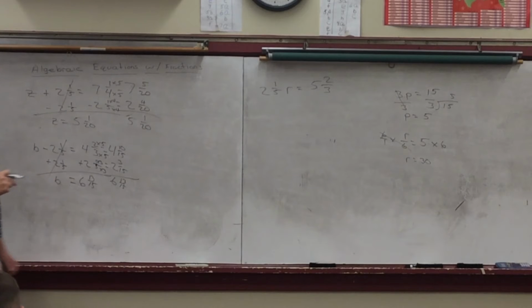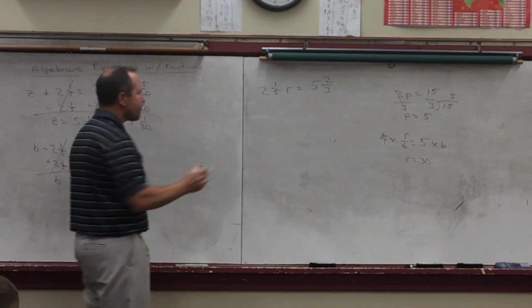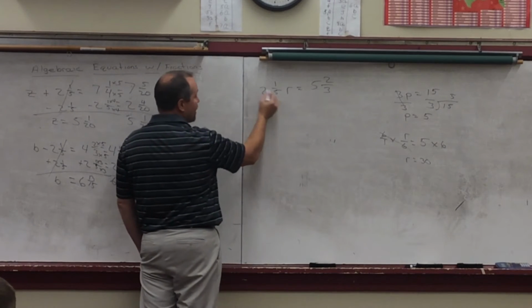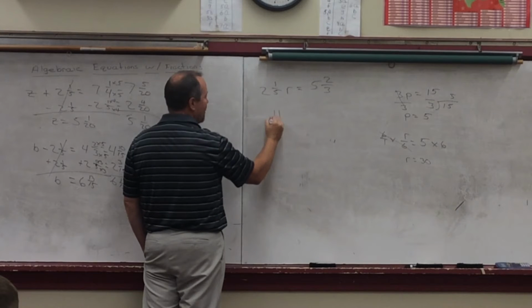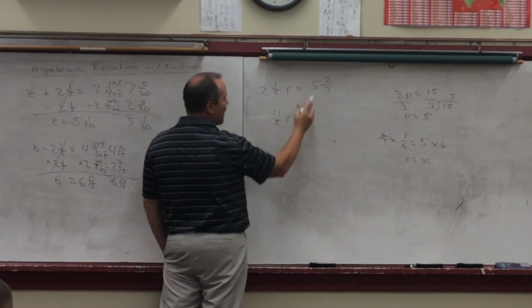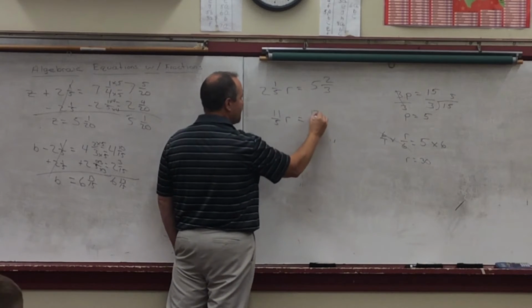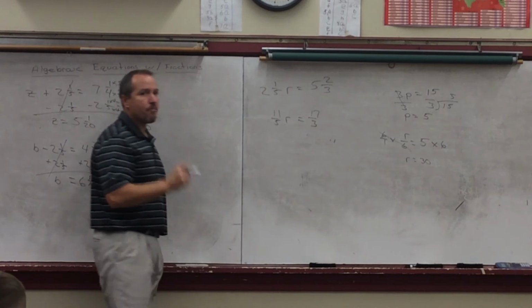Okay. So we have 2 and 1/5 r equals 5 and 2/3. This is a multiplication equation. So the first thing we're going to do is change this mixed number to an improper fraction. 2 times 5 is 10, plus 1 is 11 over 5 r equals, I'm going to go ahead and change this to an improper fraction as well. 5 times 3 is 15, plus 2 is 17 over 3.